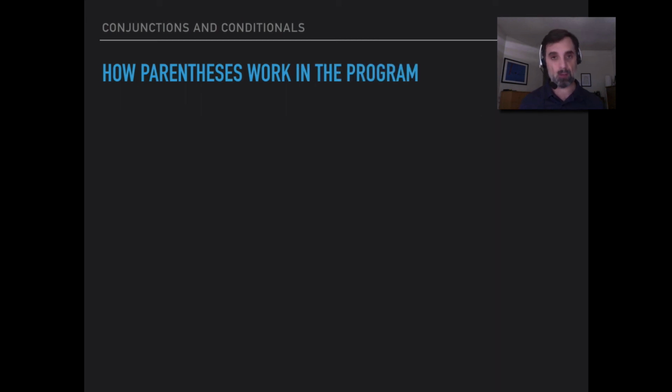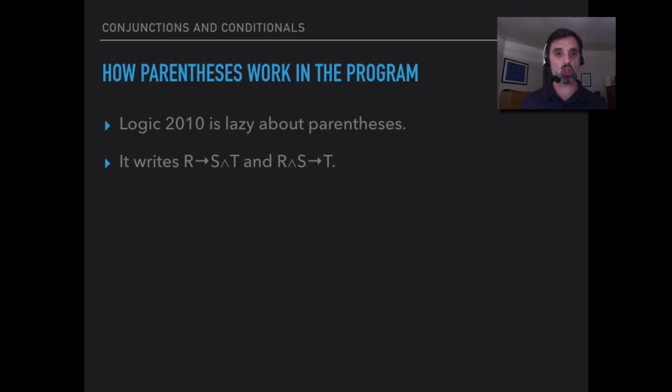So I think you understand how parentheses work. It's pretty obvious. But there is one thing I need to explain about how parentheses work in the program, because they do something a little funny. So the Logic 2010 program is lazy about parentheses, and it drops them sometimes. So it will write things like R arrow S conjunction T and R conjunction S arrow T. Now officially that's ambiguous because we don't know, is that a conditional or is it a conjunction? There's nothing that tells us.